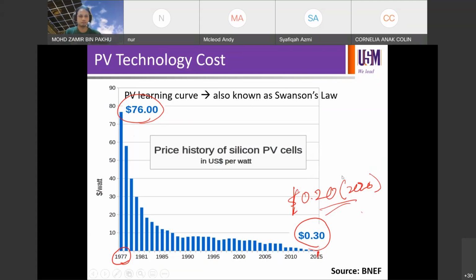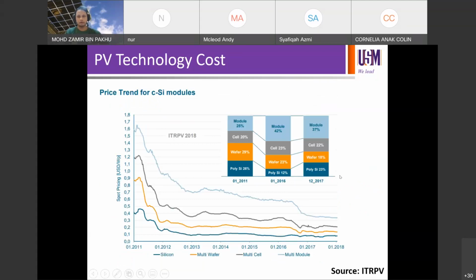Super cheap. So this is just a breakdown of the cost. So in 2018, it was still at 30 plus cent per watt.